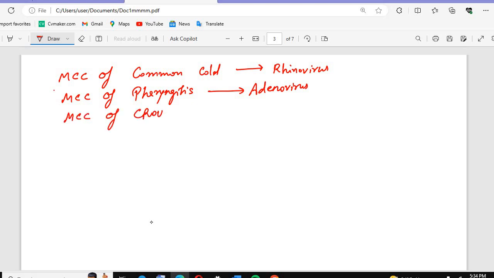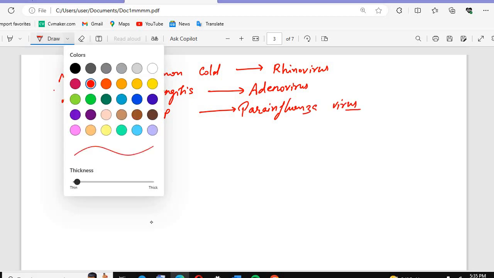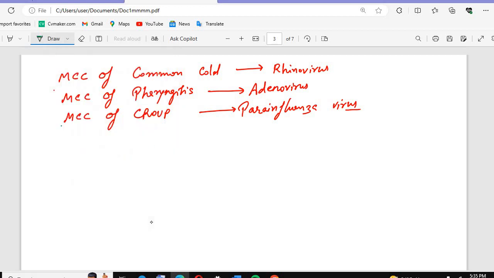The most common cause of croup. This croup, that is acute laryngotracheobronchitis, we will study after this. So that is the parainfluenza virus. Oh, nice. Many of you already wrote it. So that is the parainfluenza virus. Okay, tell me the most common cause of whooping cough. Whooping cough we will also discuss. What is the most common cause of whooping cough?